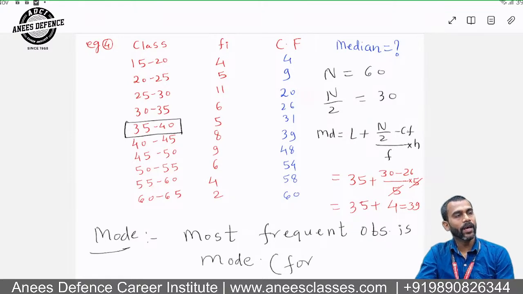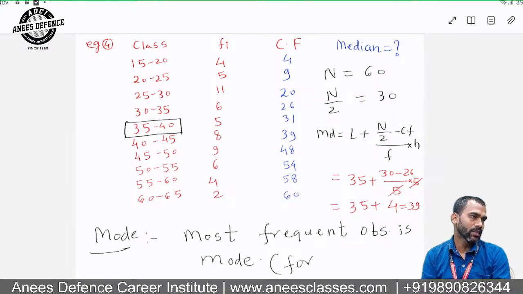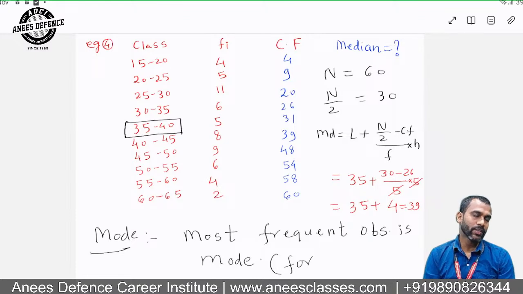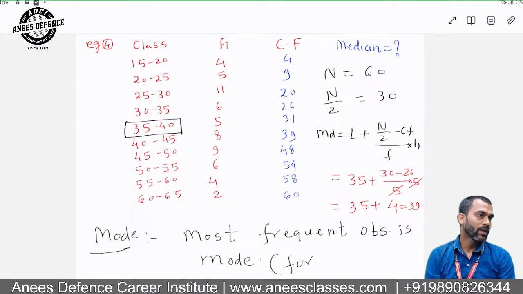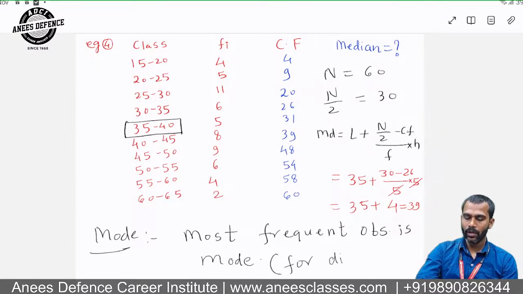But sometimes if we have, suppose, more than one observation which have maximum frequency, then what we need to do? We need to apply one formula, empirical formula. Mode is equal to 3 median minus 2 mean. Yes or no? In that case, we cannot say both are mode. Mode would be unique, like mean and median. Okay. So that is mode for discrete data.